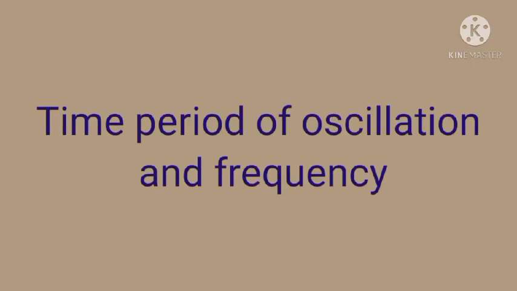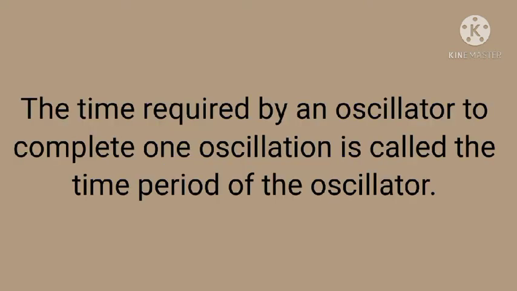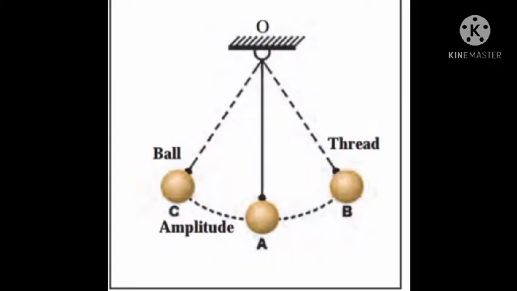Now let's see about the time period of the oscillation and the frequency. The time required by an oscillator to complete one oscillation. Now we know the oscillation: when the movement of the oscillator starts from the starting point, reaches another point and then comes back to the original position, that motion we call one oscillation. Now you can see in the picture the ball of the pendulum. The starting position of the ball is C. Then if we drop it from C, it reaches A, then B, from B to A, and again from A to C. This complete path is called one oscillation.